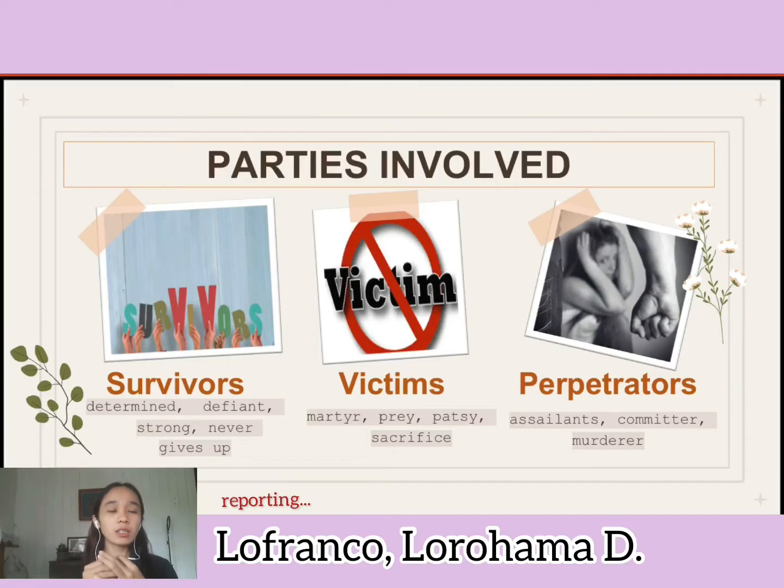First, we have the survivor. They are described as the defiant. They are strong, determined, brave, and they conquer the challenges that they have been through. Next is the victim. The victim is the prey, the martyr, the patsy; they sacrifice a lot. And lastly, we have the perpetrator. The perpetrator is the person who commits the harm, who commits the murder. They are the assailant.